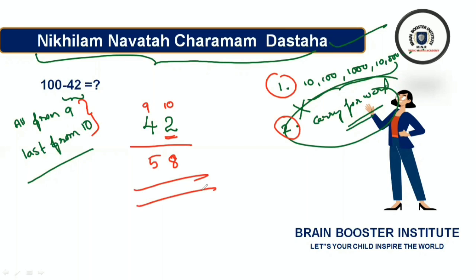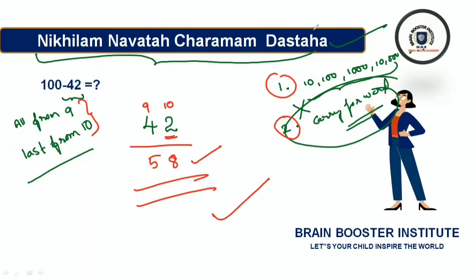That's it. So this technique we are going to use for the subtraction of any number from 10, 100, 1,000 and 10,000. You can do this here. That's a very simple one. Once again, I repeat this technique, my dear teachers: the unit digit should be subtracted from 10, and all the rest of the digits should be subtracted from 9. That's it. As we have done, 10 minus 2 is 8 and 9 minus 4 is 5. It's very simple, we got 58 here.